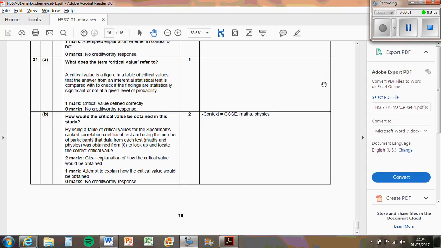So obviously now, depending on the test, like if it was chi-squared, you'd have to calculate the degrees of freedom. So that's how you'd kind of work out the critical value. But for this one, it's just the number of participants, so it's quite an easy one. So you need to know that for all of the tests.